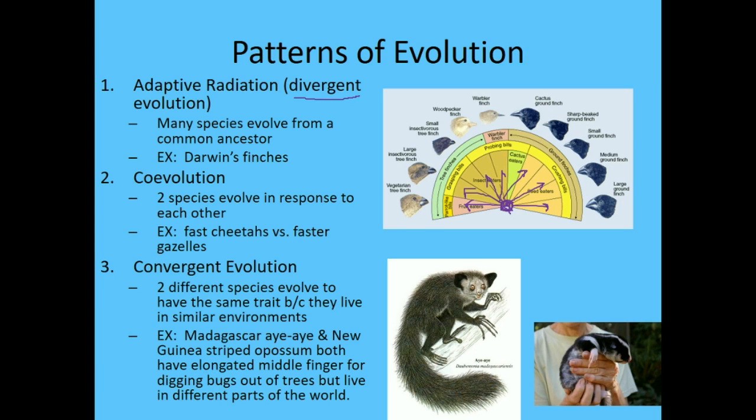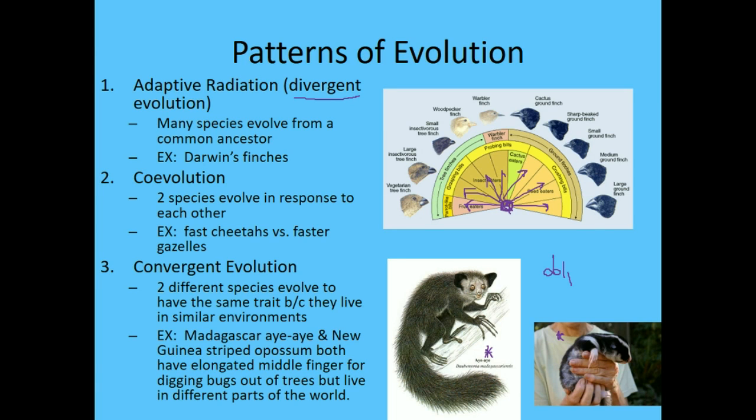And then the last pattern you can see is what we call convergent evolution. This is not really the opposite of divergent evolution. That's really a bad comparison. It doesn't have anything to do with it. Really what's happening here is you have two species not related at all that live in similar environments, so they get similar traits. So you can see these two odd looking animals down here. This one right here is the Madagascan aye-aye, and this is the New Guinea striped possum. They both live in trees, so they have these long, nice fingers.